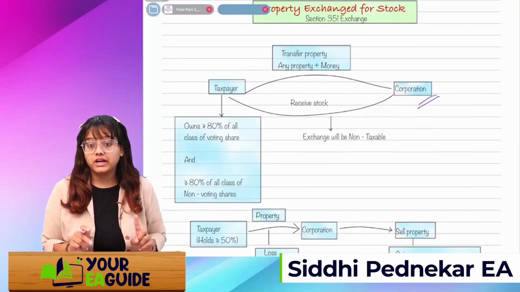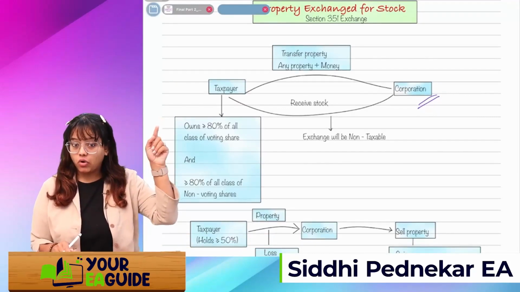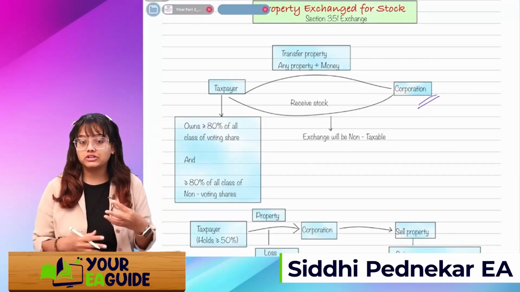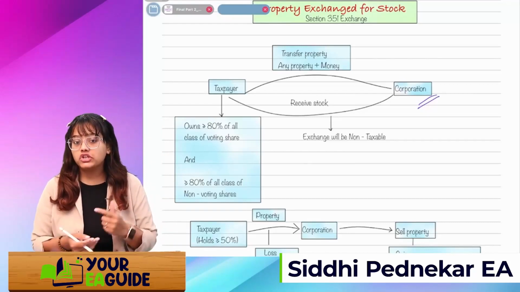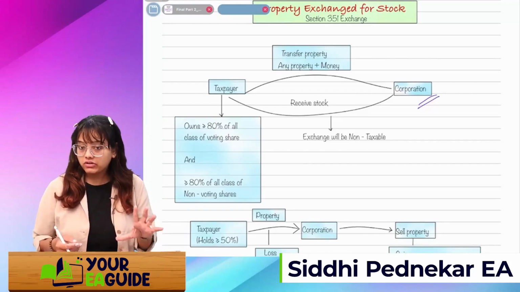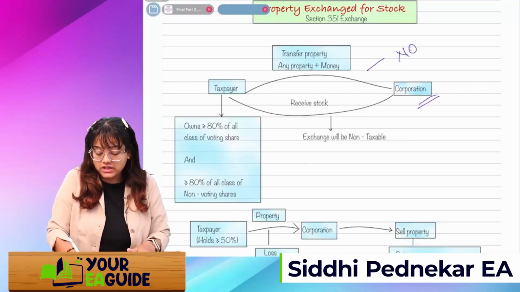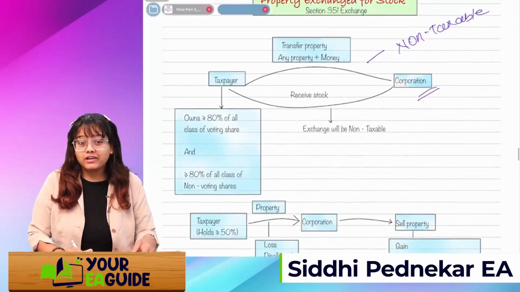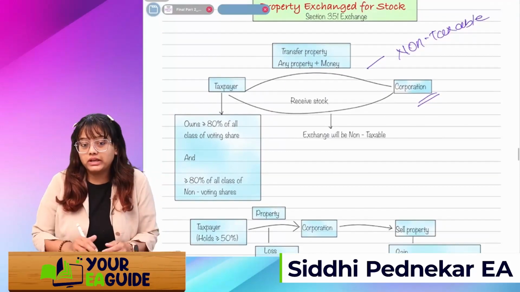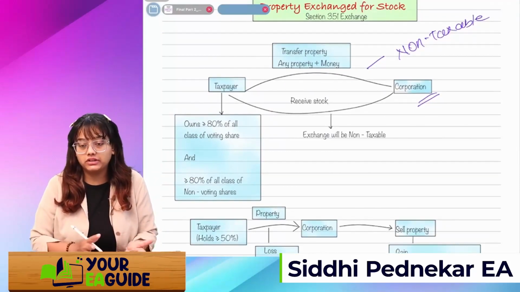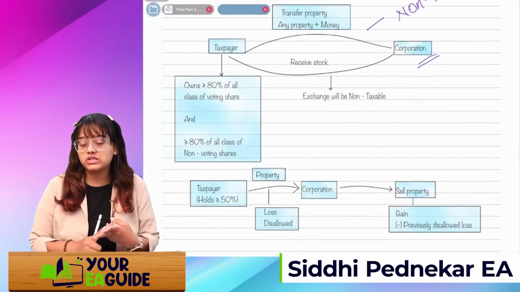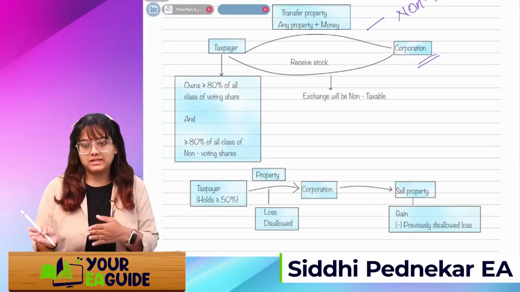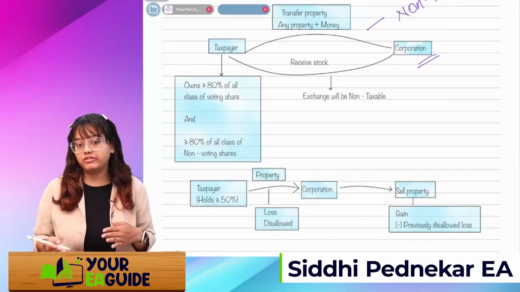It depends on one condition, that is, if the taxpayer owns 80% of the class of voting share and more than 80% of the class of non-voting share. If these two conditions are fulfilled, then and only then this type of transaction is non-taxable. Got it? What if the person is owning less than 80% of the shares? What happens? Then just check the second condition, whether he holds more than 50%. It is less than 80, but is it more than 50%?